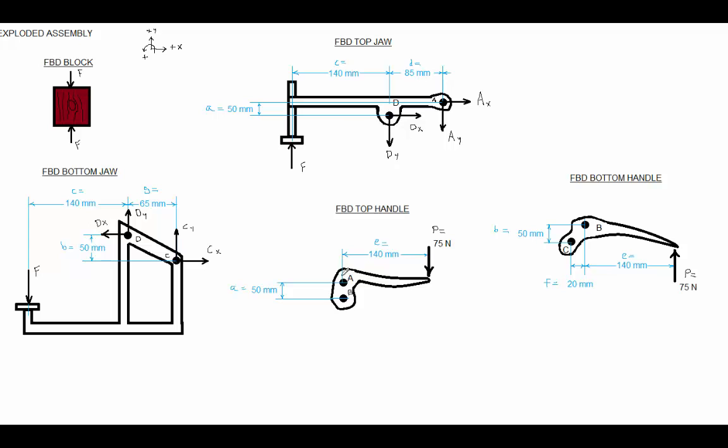Now let's come over to the top handle. I have points A and B, once again 2 pins. And since there's more than just those 2 pins, I will have an X and a Y.